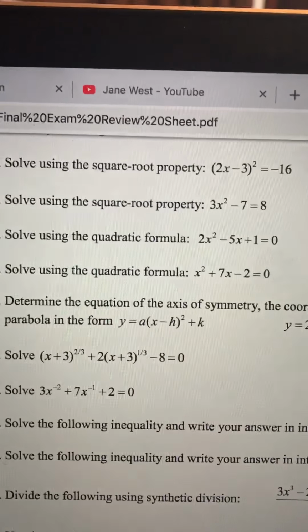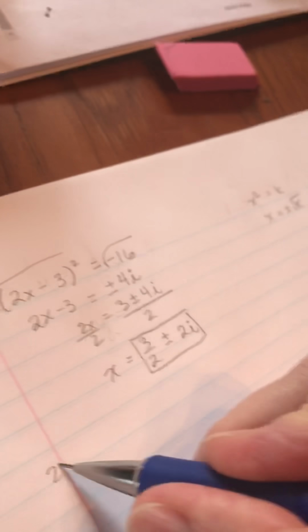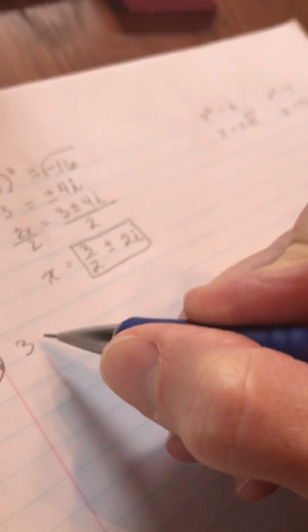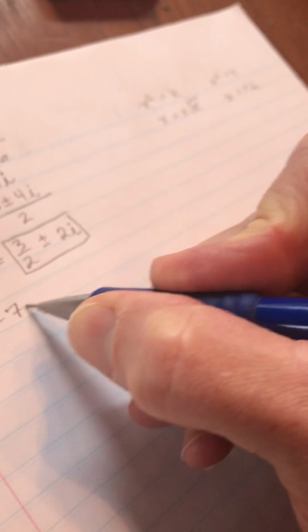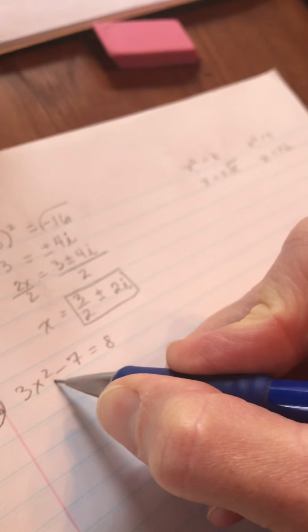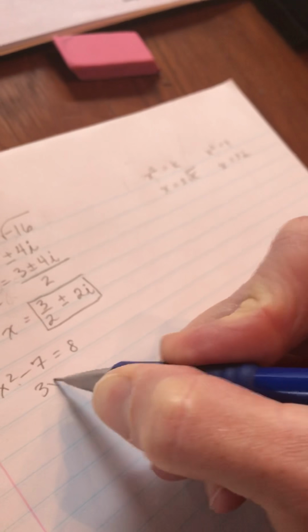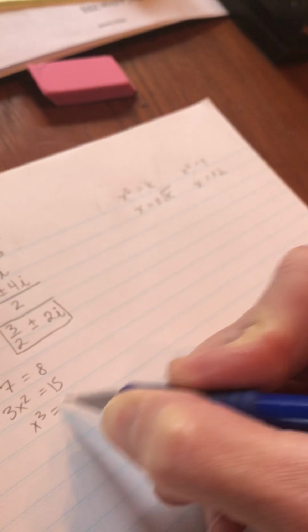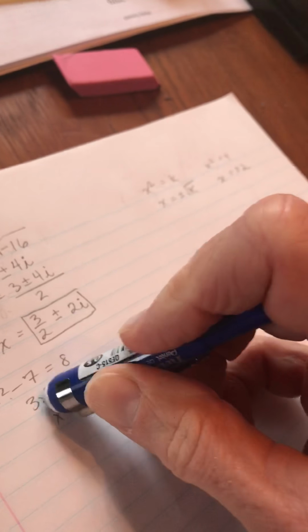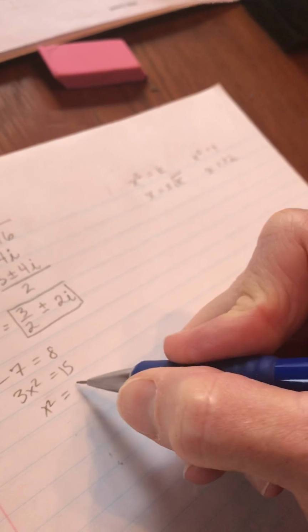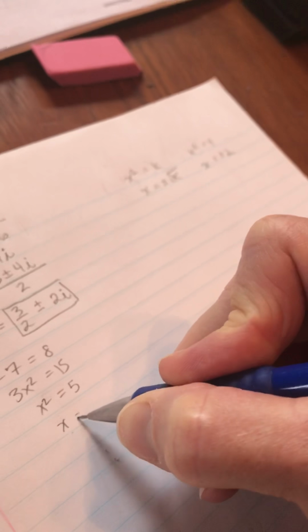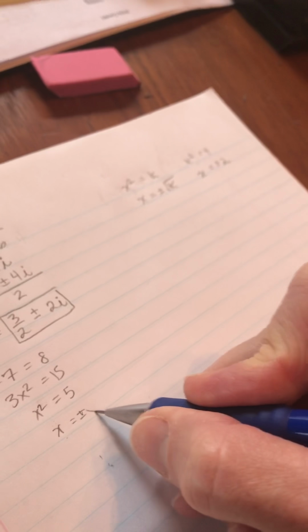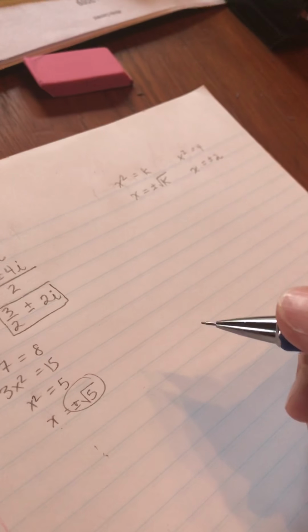All right, number 26. Solve using the square root property: 3x squared minus 7 equals 8. Here we have to first solve for x squared. So add 7 to both sides: 3x squared equals 15. Divide both sides by 3: x squared is 5. And then take the square root of both sides: plus or minus the square root of 5. And those are your answers because they don't simplify.